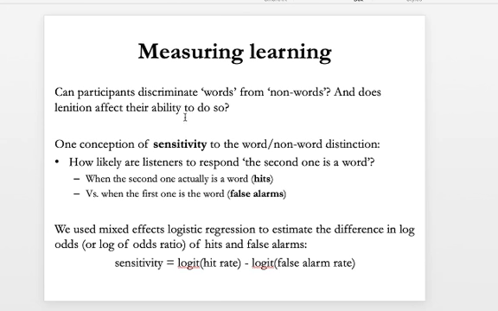So here's how we're going to measure whether they've learned the words or not. We're going to ask whether participants can discriminate words from non-words. And we also are interested, obviously, in whether they do this more readily or more accurately in the lenition conditions than the anti-lenition condition. So here's how we decided to measure sensitivity to this word-non-word distinction. We looked at the response, the second one is a word, and we asked about the difference of people's likelihood of responding that way when the second word actually is the word versus when the first stimulus was actually the word. So this is going to be the difference between hits and false alarms, and we're going to model this using a mixed effects logistic regression model.